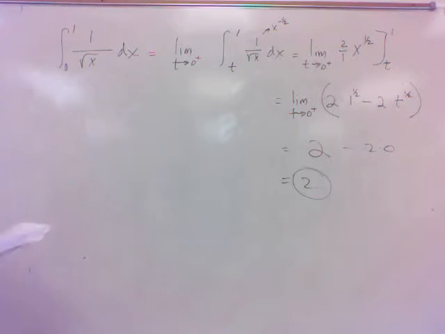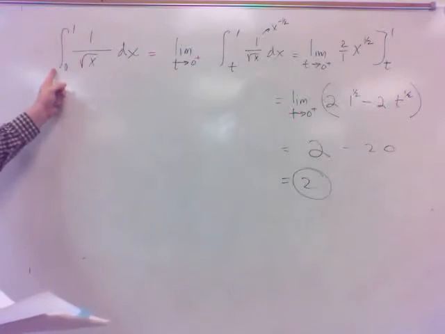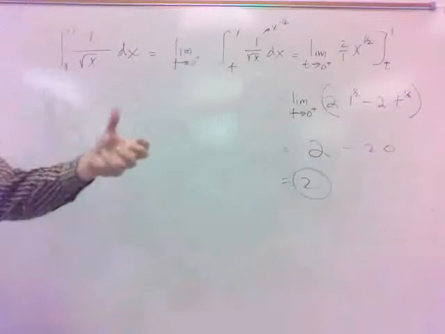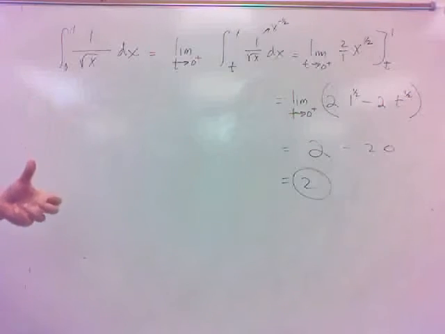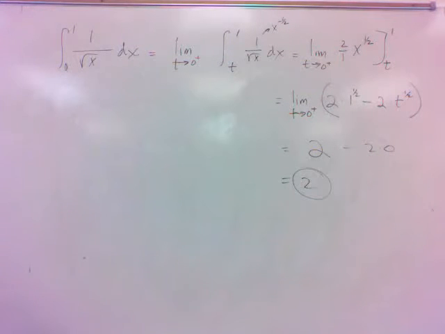So even though this function doesn't exist at 0, I can still do the integral because it's more of a limiting type thing. With me? That's kind of a different thing than we were doing, but it's sort of the same thing. You can never go out to infinity, but you can calculate the area under the curve to infinity because it's a limit.